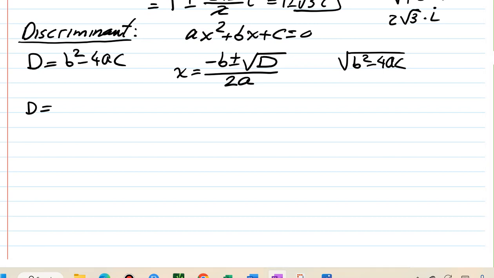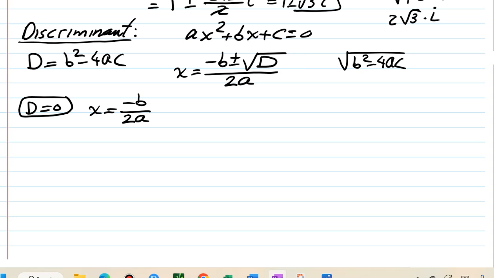Now, what if d is 0? We're going to look at three possibilities: d 0, d positive, d negative. Well, if d is 0, then x is going to be simply negative b over 2a, isn't it? Because the square root of 0 is 0, and plus or minus 0 is 0. Therefore, the solution is going to be x equals negative b over 2a.